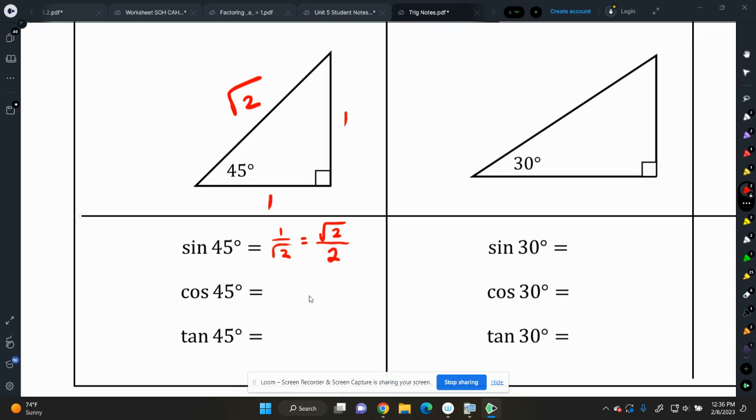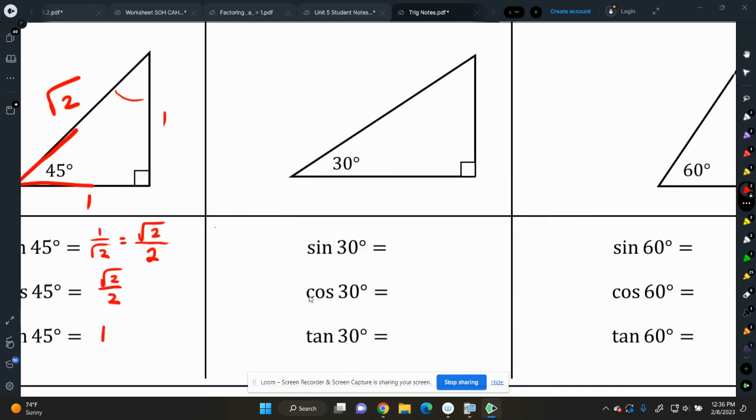Okay. Cosine on a 45, 45, 90 triangle, sine and cosine are going to be the same because it's the same angle, which means the side lengths are the same. So we're looking again at the square root of 2 over 2. Cosine is the adjacent over the hypotenuse. What's the tangent going to be? 1. Tangent is opposite over adjacent, so it'll be 1.